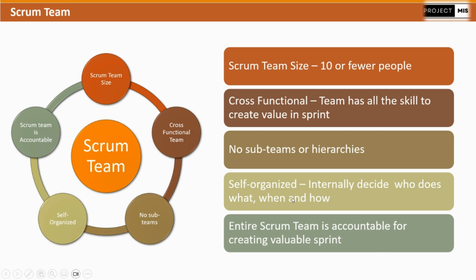Scrum team is accountable. Scrum team is accountable for creating a valuable sprint. There is no independent accountability. The whole Scrum team is responsible for the delivery for which the team is working. If there is a success, the review is very good, the customer appreciates, everything is fine, the whole Scrum team is responsible and should get the appreciation. If any of the tasks is missed and we have failed, in that scenario also the whole Scrum team is accountable.